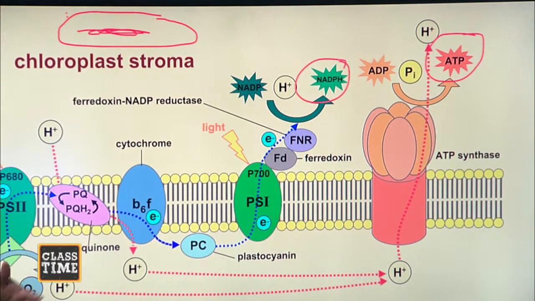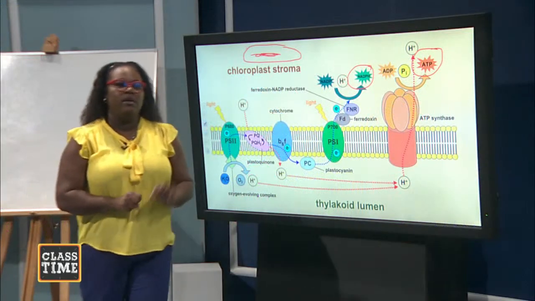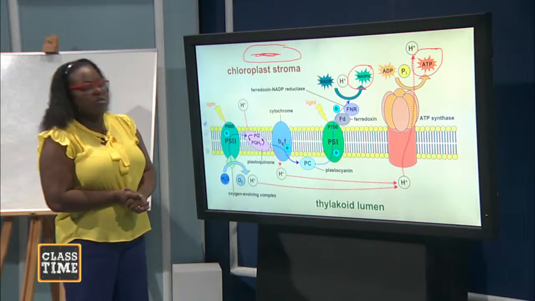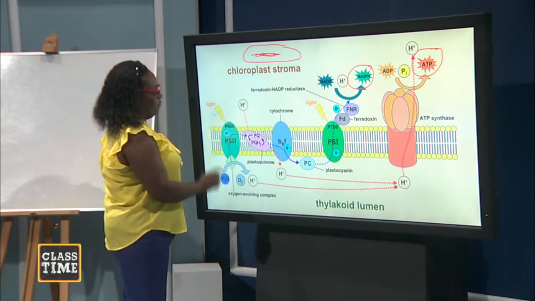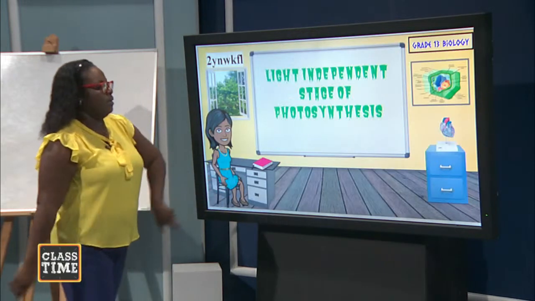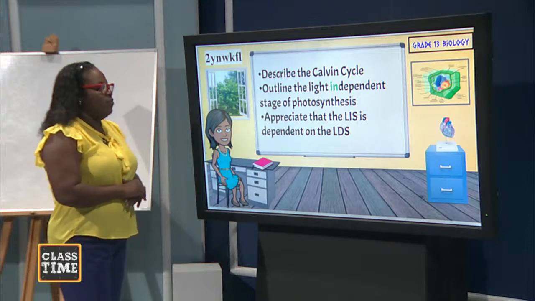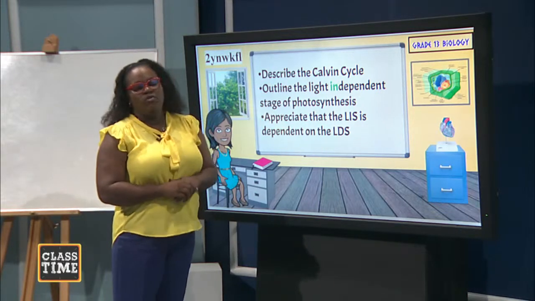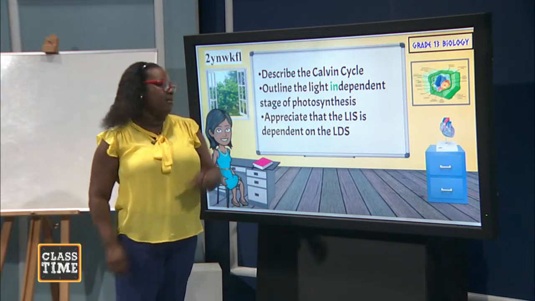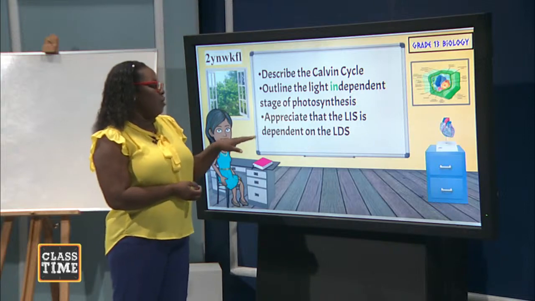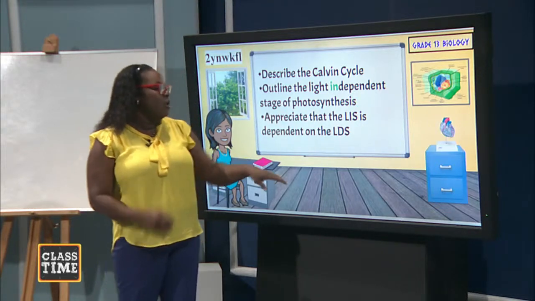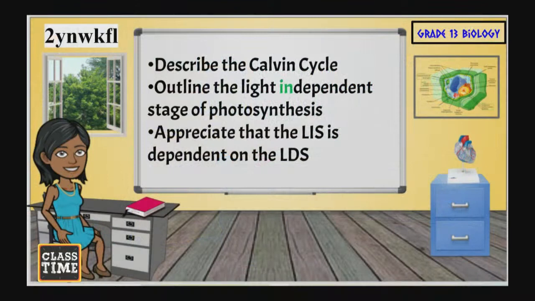So we can go into the next stage of photosynthesis, which will be the major part of today's lesson. Okay? So let us get right to it. The stage of photosynthesis we are going to be doing today is called the Calvin cycle. We are going to outline it in some detail, and hopefully appreciate the importance of the light-independent stage, and how it is dependent on the light-dependent stage, which we just did.